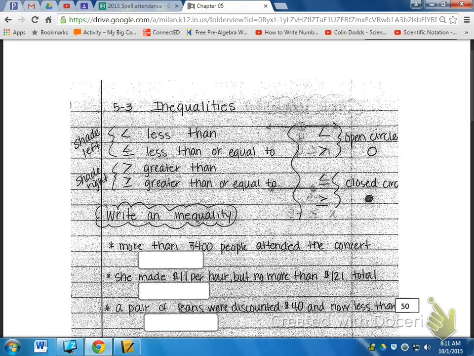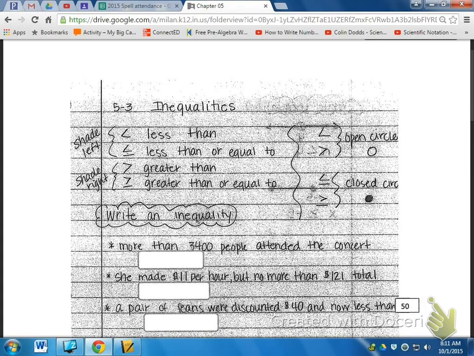Lesson 5.3, inequalities. Inequalities involve less than, greater than, and also less than or equal to, greater than or equal to. So this stuff here at the top refers to graphing, and you're going to start graphing inequalities on number lines, and this is kind of the rules to graphing.